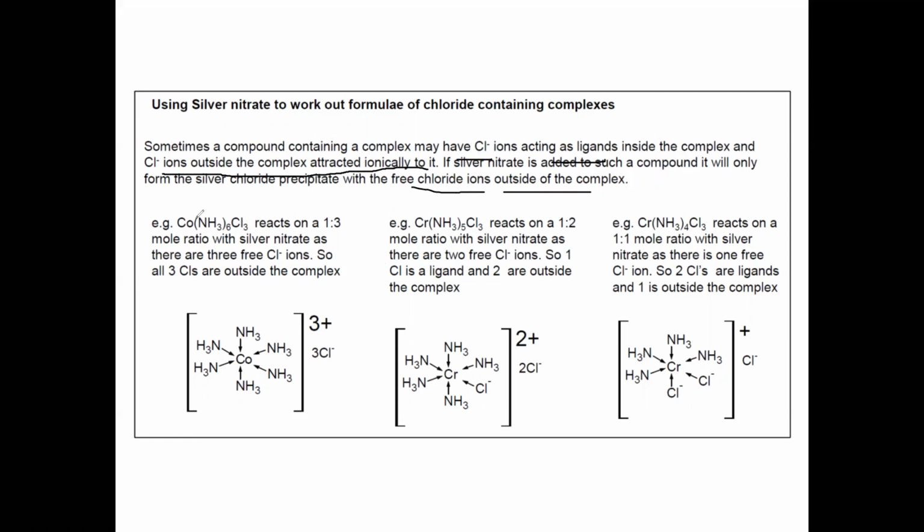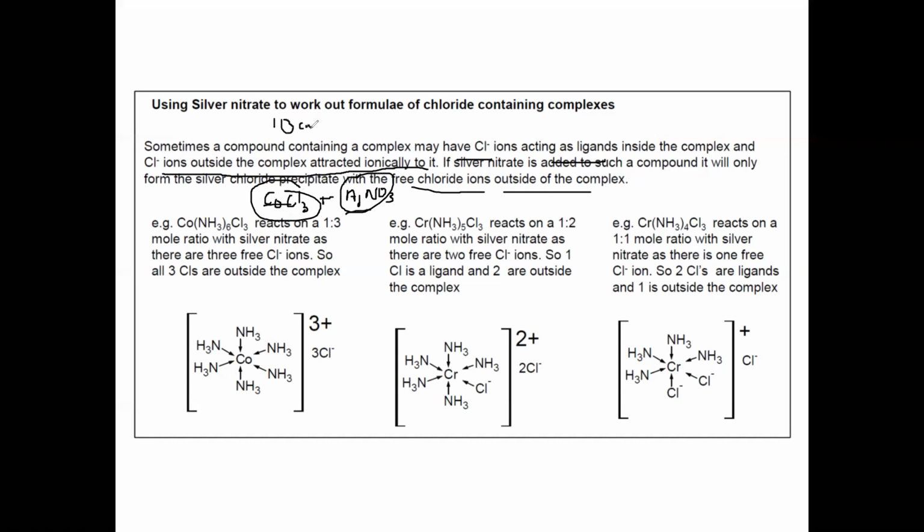For example, if we have cobalt with 6 ammonia attached and 3 chlorides, it reacts in a 1 to 3 mole ratio with silver nitrate. Why 1 to 3? If you have cobalt 3 chloride and add silver nitrate, how will you identify the ratio? For this, we take equal concentrations of cobalt chloride and silver nitrate. The concentration of cobalt chloride and silver nitrate should be the same. Then we take the volume.